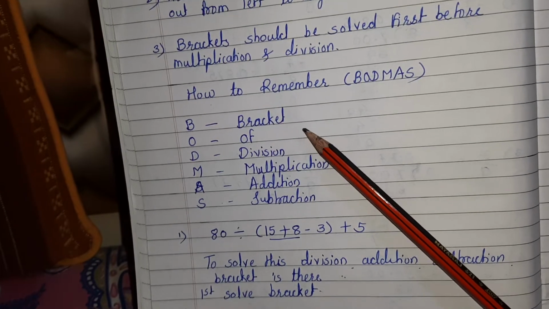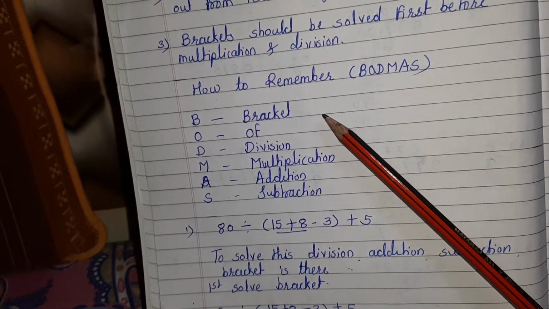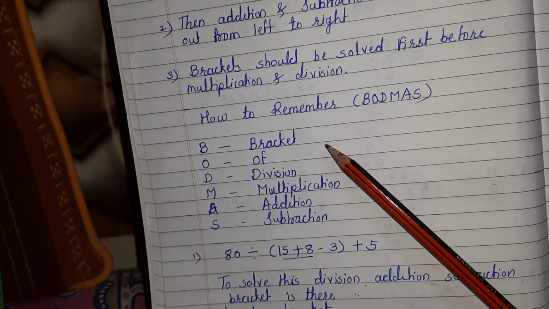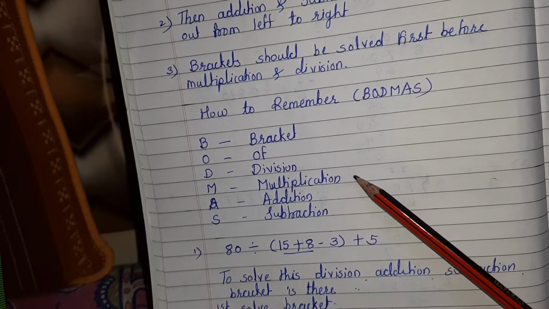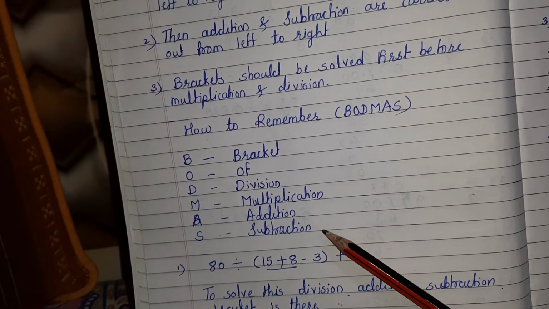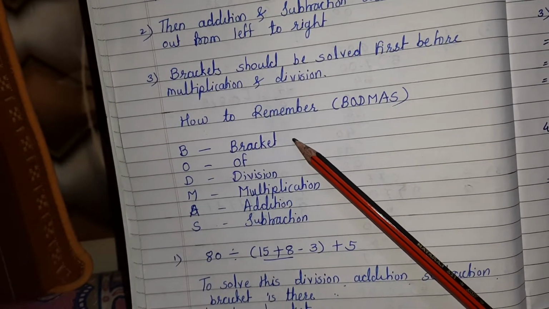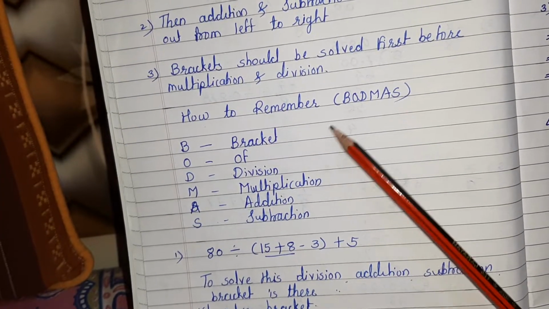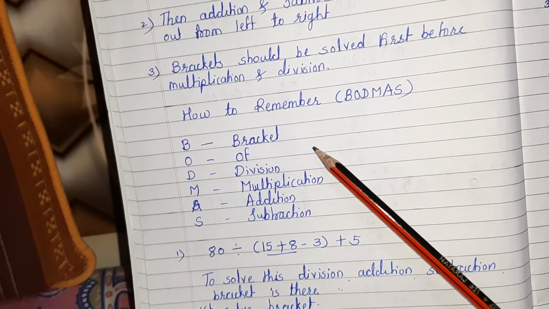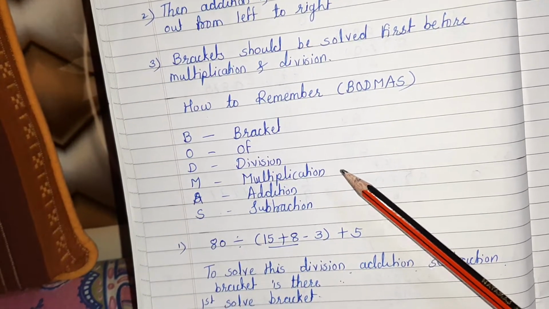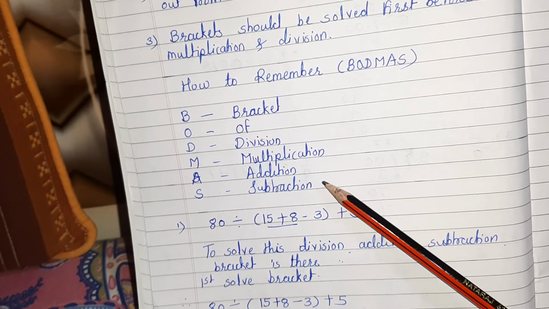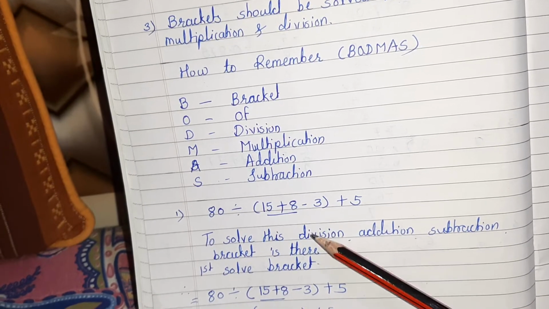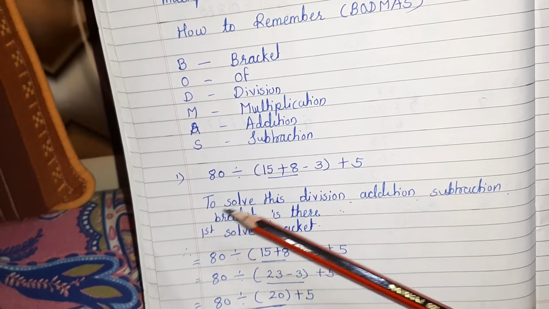Then it is just of. Of means what? 5% of 300 or something like that. That you are not going to solve this year. Next year you have to solve. Okay. Then the division, multiplication, addition and subtraction. For our understanding, we can start like this. Bracket should be solved first. If of is there, then we'll see, but most probably this year you are not having. Division and multiplication should be solved according to left to right, and addition and subtraction from left to right. Okay, we'll solve some examples. From that you can understand how to solve this one. So continue with the examples.